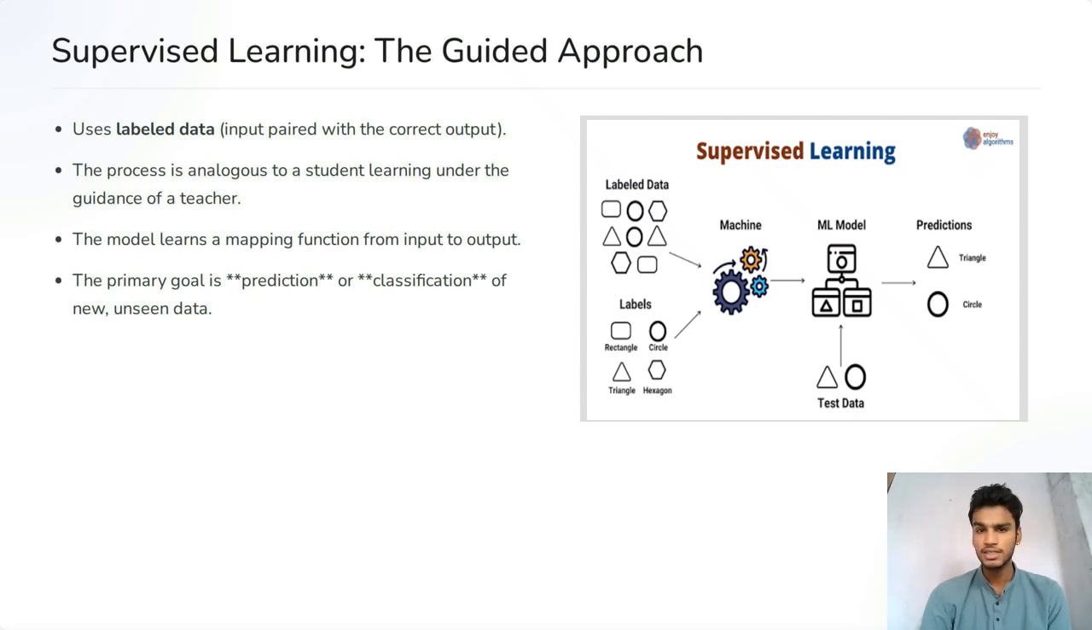As you can see in this picture, we have labeled data and labels. We apply some machine learning algorithm and get an ML model that predicts or classifies the new unseen data.